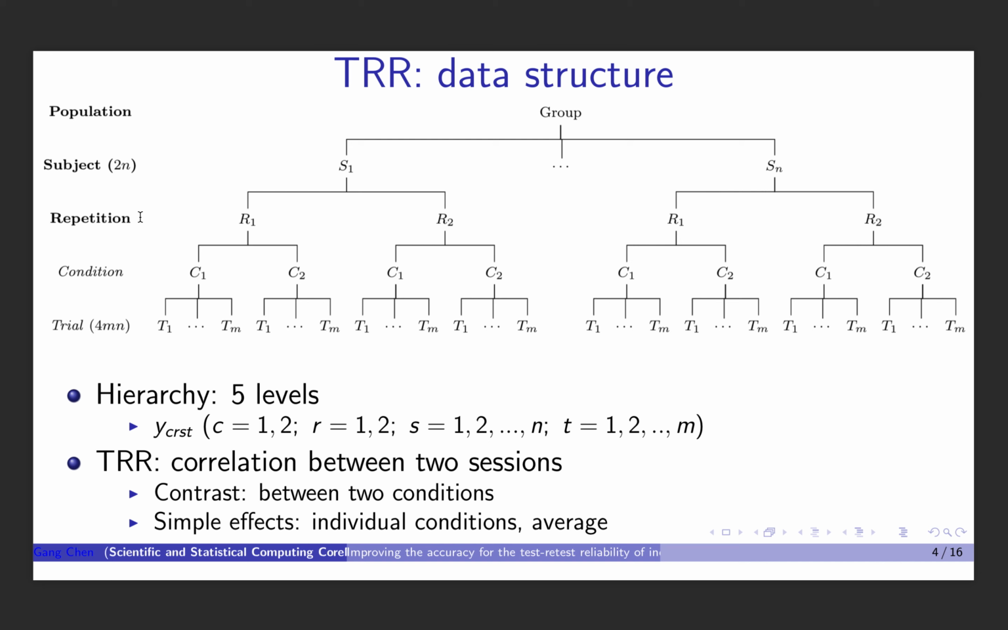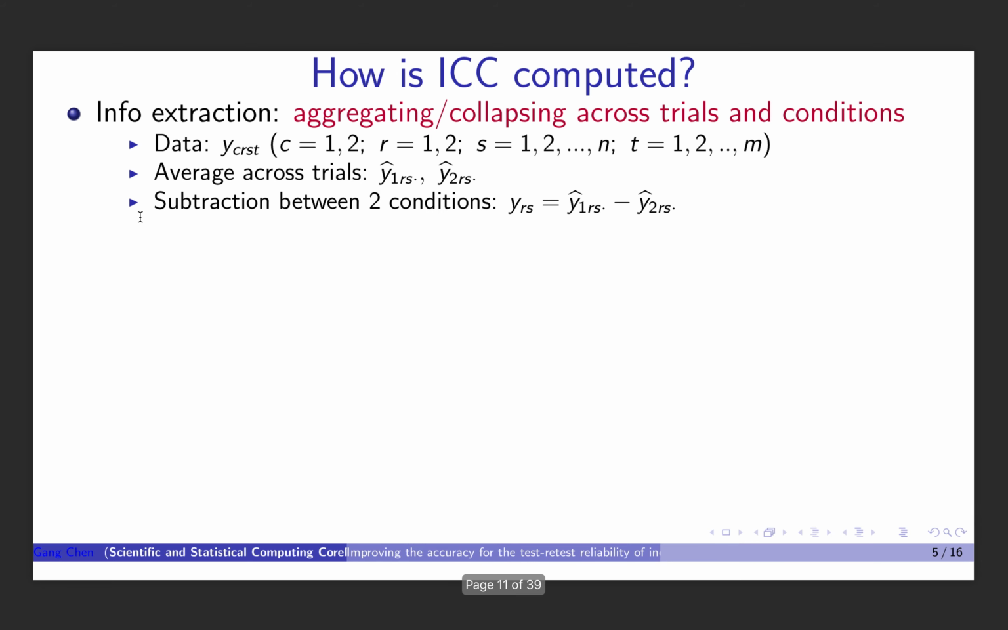So for test-retest variability, conceptually, it's just the correlation value between the 2 sessions. Most of the time, we're interested in the contrast. Suppose we have congruent versus incongruent. We want the difference between the 2 at the condition level. Occasionally, we may be interested in the average between the 2 conditions or the individual conditions.